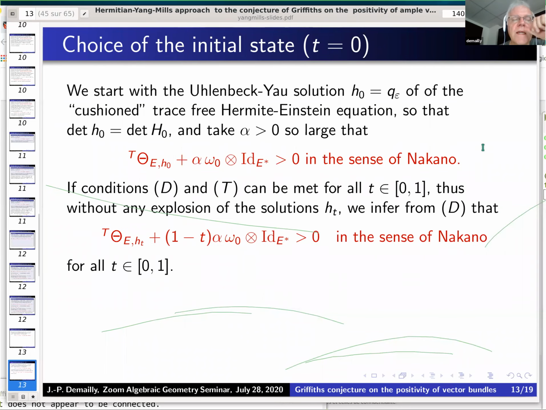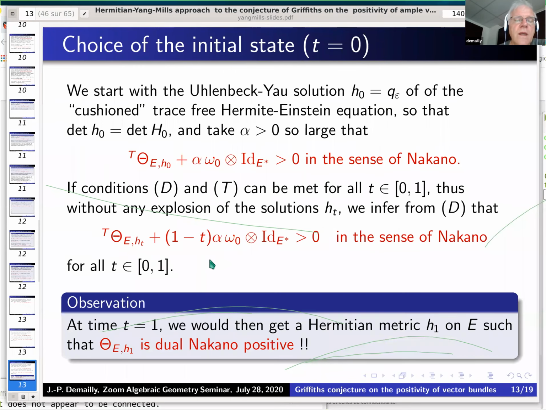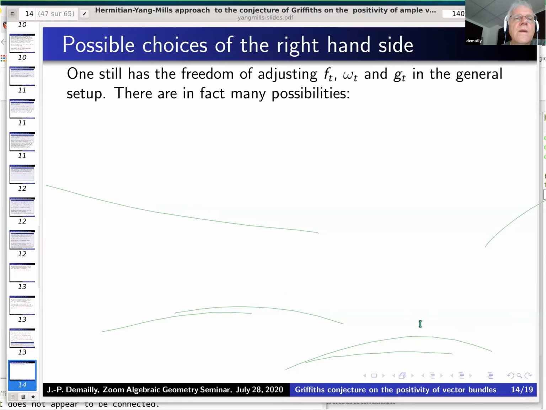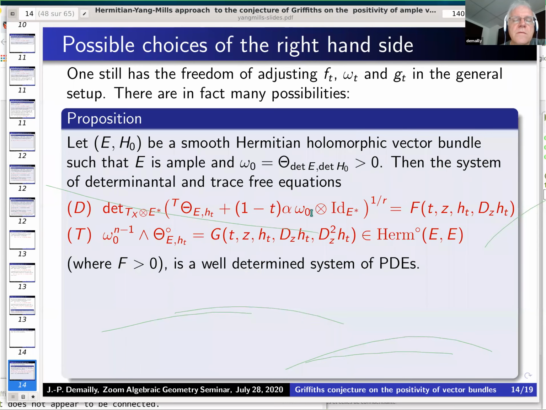And then if the conditions are met for all times, as I already hinted, this term will remain strictly positive in the sense of Nakano by continuity. And at time t equals 1, this becomes 0, and you get a Hermitian metric which would be dual Nakano positive. So this is exactly what you want. Of course, one still has the freedom of adjusting all right-hand sides, and there are many possibilities. So here is a very general form. Of course, the right-hand side could be chosen to depend also on the metric or not.